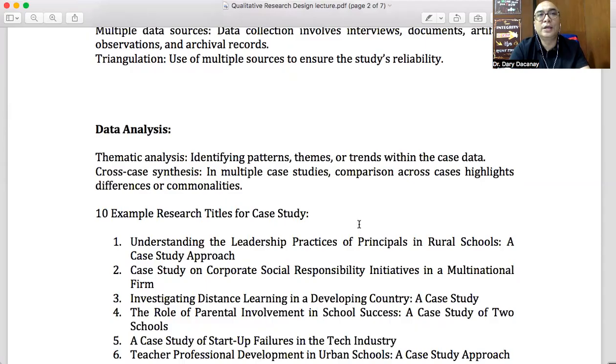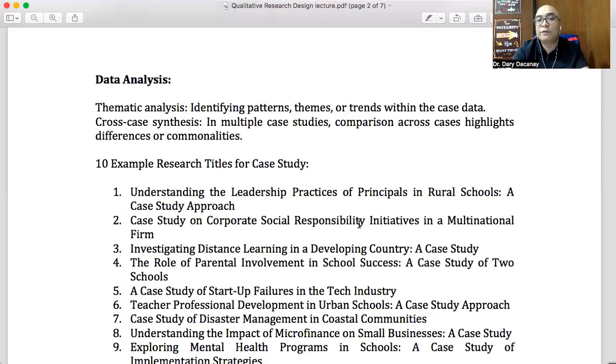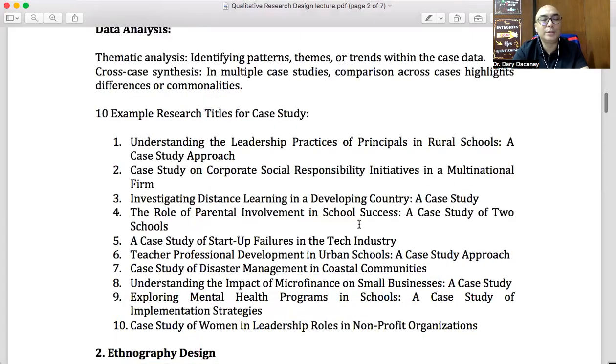Now, in data analysis, a case study would usually use thematic analysis. You have to identify the patterns, the themes, or trends within the case data. And there's a cross case synthesis. In multiple case studies, comparison across cases highlights the differences and the commonalities. Here are some of the examples of case study. These are actual research titles. Understanding leadership practices of principals in rural schools, a case study of corporate social responsibility initiatives in a multinational firm, investigating distance learning in a developing country, the role of parental involvement in school success, and the rest.